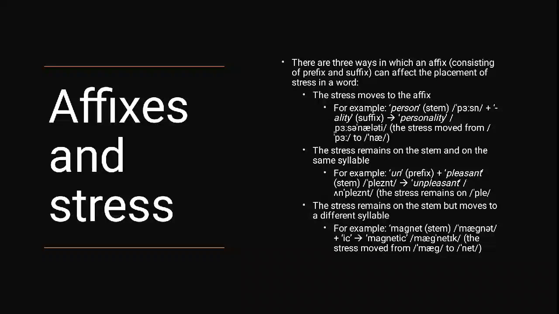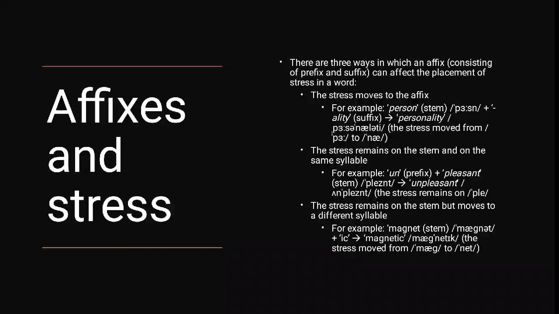The next is stress remains on the stem and on the same syllable. For example, pleasant as a stem, the stress is on pleasant. And then we add un- as a prefix, it becomes unpleasant. The stress remains on pleas.